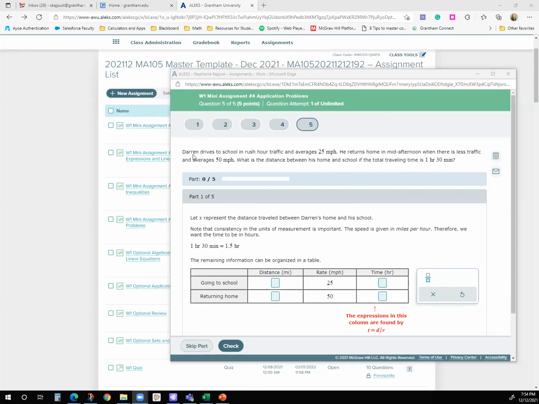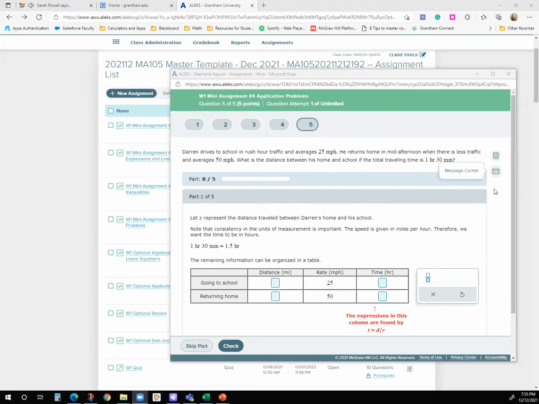Darren drives to school in rush hour traffic, averages 25 miles per hour. He returns home in mid-afternoon when there's less traffic and averages 50 miles per hour. So you will have the same question. This is number 4 out of the mini assignments, question 5. Everybody gets a similar question, but with different numbers. What is the distance between his home and school? The total traveling time is 1 hour 30 minutes.